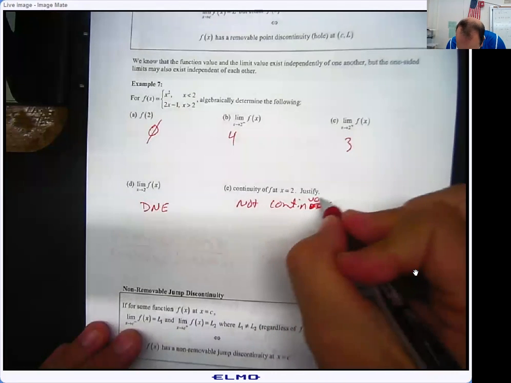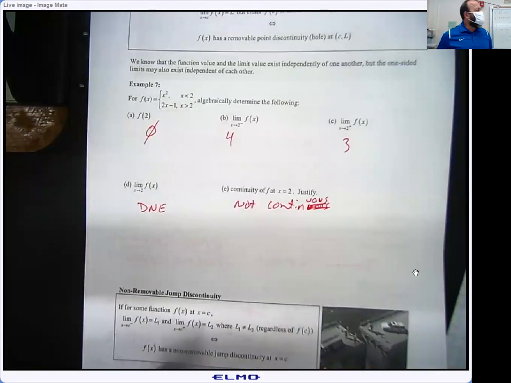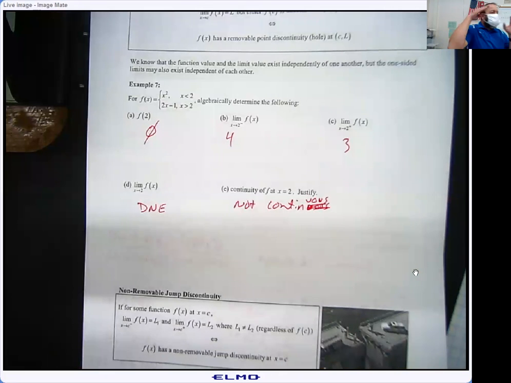And see, the part that is a little bit tricky, and this is where I screwed that up. There's too many U's in continuous. That feels awkward.